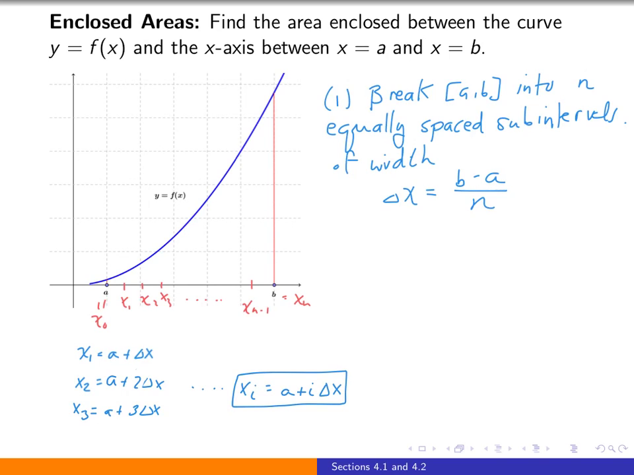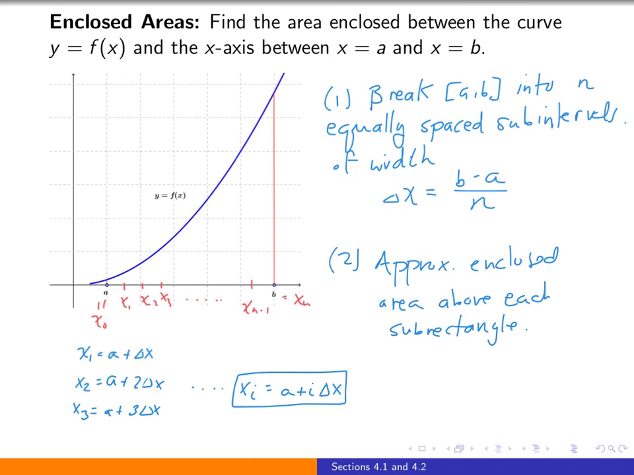So now that we've taken this interval and we've broken it up, what should we do next? Well, the idea is to approximate the enclosed area on each of these subintervals and then add up those approximations. So the big thing we need to do is approximate the enclosed area above each subinterval.